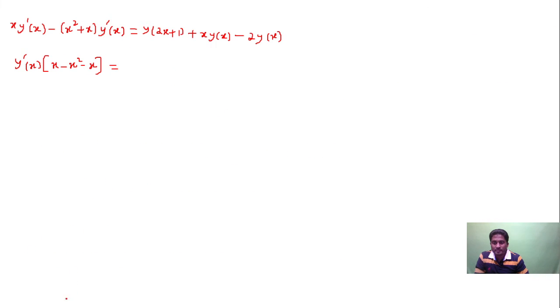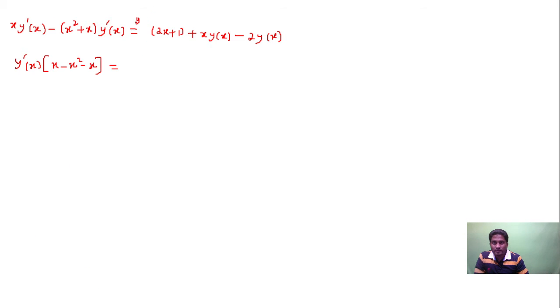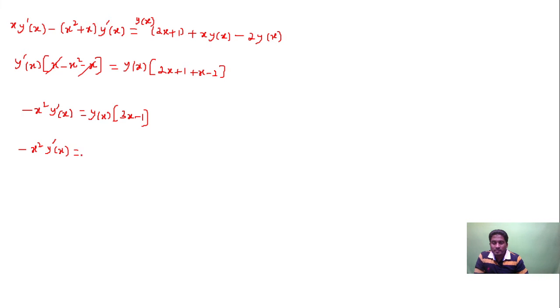This will be equal to y into 2 of x, which is the same as y of x only now. Now I'm going to take y of x common. Left out is 2x plus 1 plus x minus 2. Anyways, this will cancel. You get minus x square into y dash of x is equal to y of x into 3x minus 1. So this is minus x square into y dash of x is equal to minus y of x into 1 minus 3x.